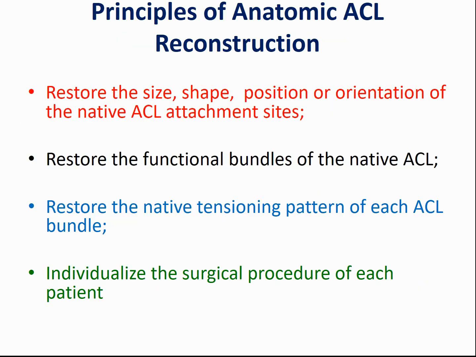There are four principles of anatomic ACL reconstruction. The first principle is to restore the size, shape, and orientation of the native ACL attachment sites. The number two principle is to restore the functional bundles of the native ACL. Number three principle is to restore the native tensioning pattern of each ACL bundle. And the fourth, but not the least, principle is to individualize the surgical procedure for each patient.